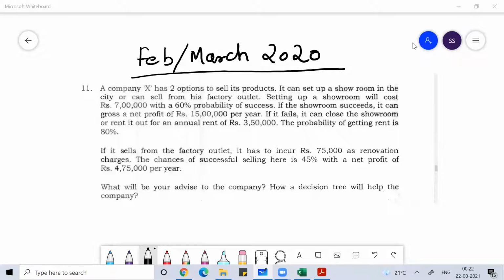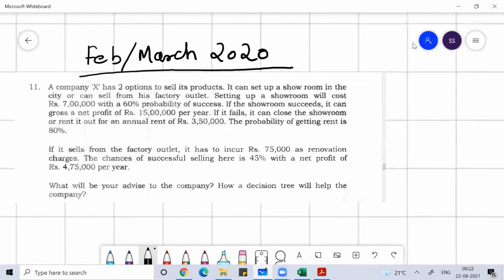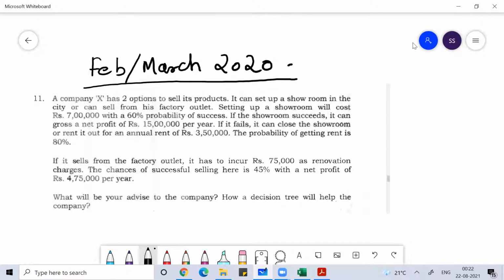Hello everyone, welcome to the class where we'll discuss this previous year question which came in February March 2020 for the topic called decision tree.